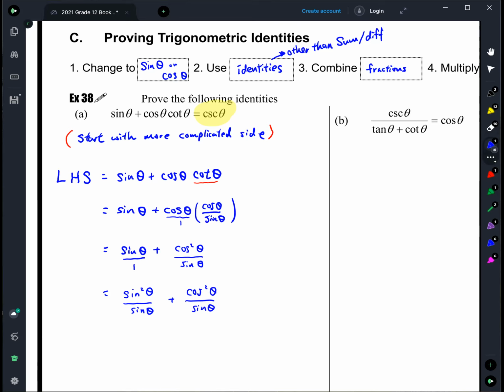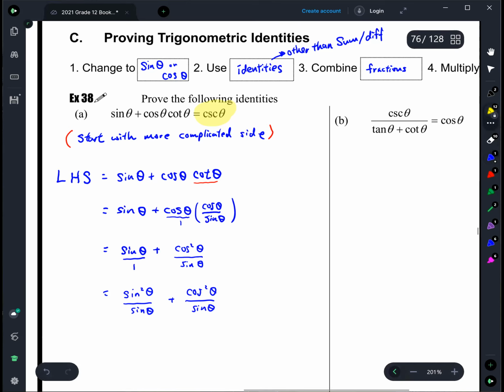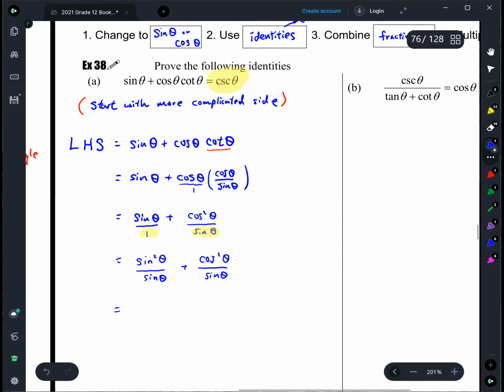Our common denominator is the sine. So sine and 1, we need to make them both the same so we can combine. Any questions so far? Okay, so now they all have the same denominator. We can write it together.